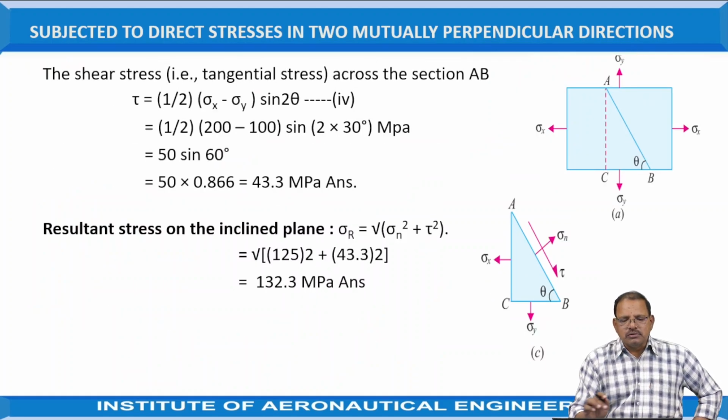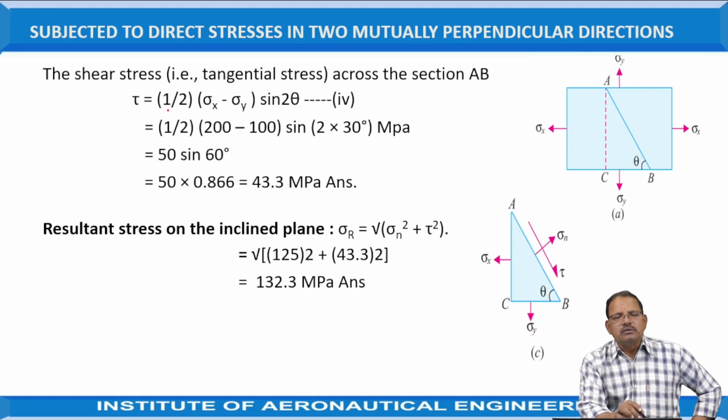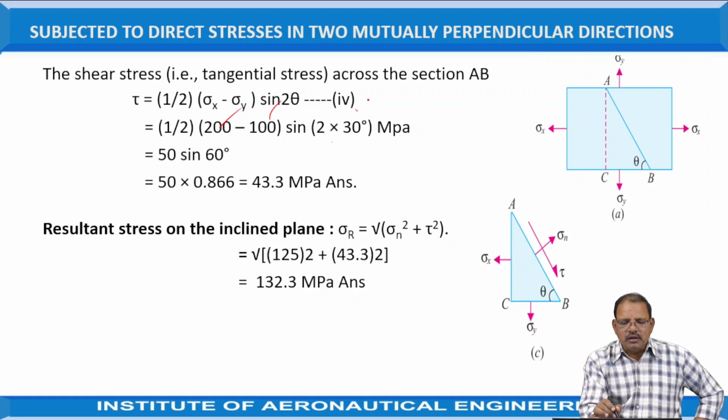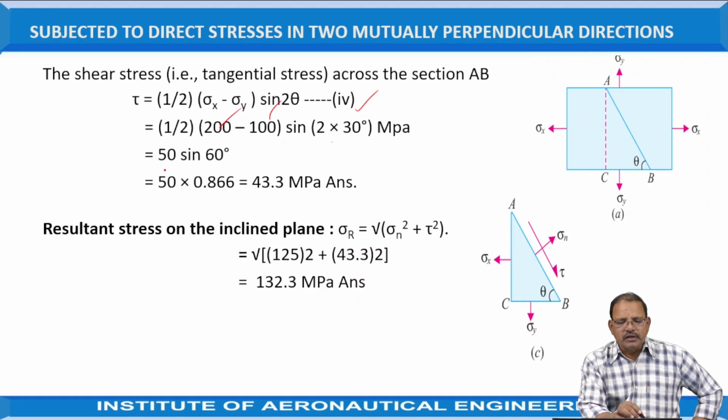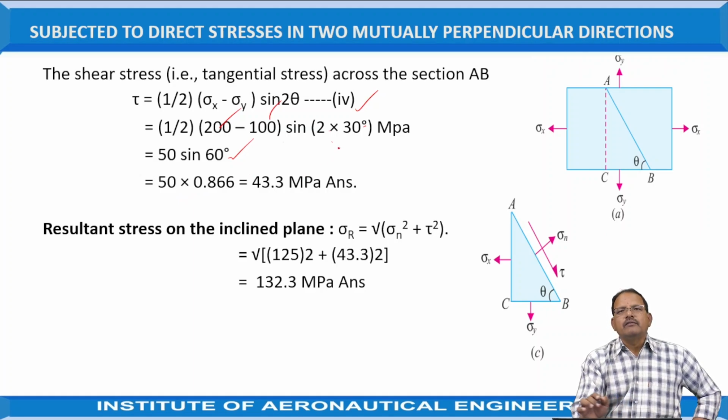Similarly, the shear stress tau is equal to 1/2 (sigma x minus sigma y) sin 2 theta, where sigma x is 200 and sigma y is 100, and theta is 30 degrees. From this relationship, 200 minus 100 is 100, divided by 2 is 50. 2 into 30 is 60, that is sin 60 degrees. So 50 into sin 60, which is 0.866, gives 43.3 megapascal.